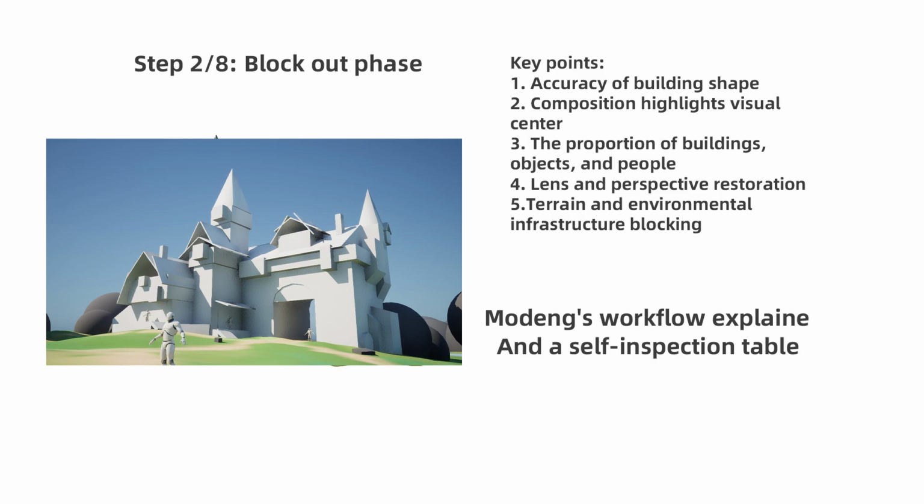Third, the proportions between buildings and objects. We need to address this. We build a white box in the engine, primarily for positioning. Then, import this white box into 3D software to create a more refined white model. Determining building proportions is crucial within the white box.